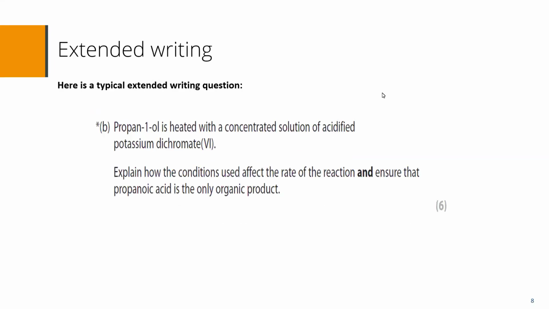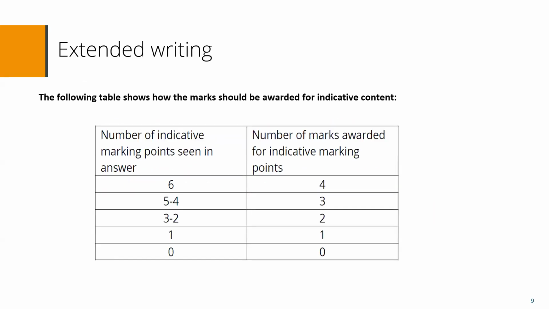Okay, there's a typical extended writing question worth 6 marks. In this particular question, marks are awarded for what we call indicative content and how the answer is structured. The next slide will show how this is done. There are usually 6 indicative marking points. If they get all 6 of them, they score 4 marks.